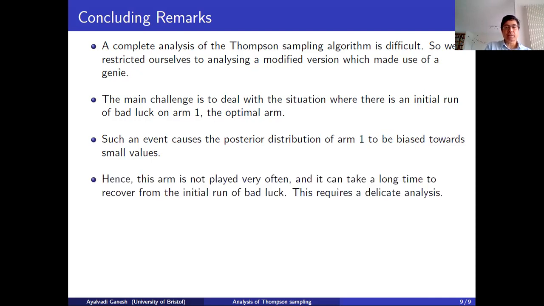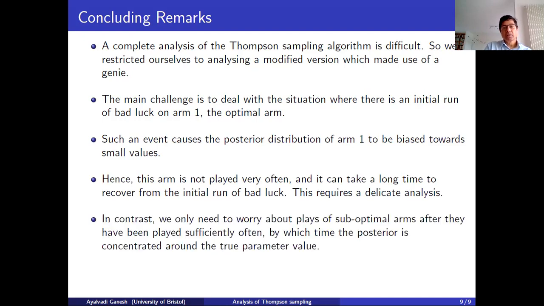Okay, I think I've just written out what I just said. Okay, so that's why we had to invoke a genie to simplify the analysis of the algorithm. Okay, so that concludes our analysis of a simplified version of Thompson sampling, which is the only version we are going to study. And so it concludes our discussion of the Thompson sampling algorithm.